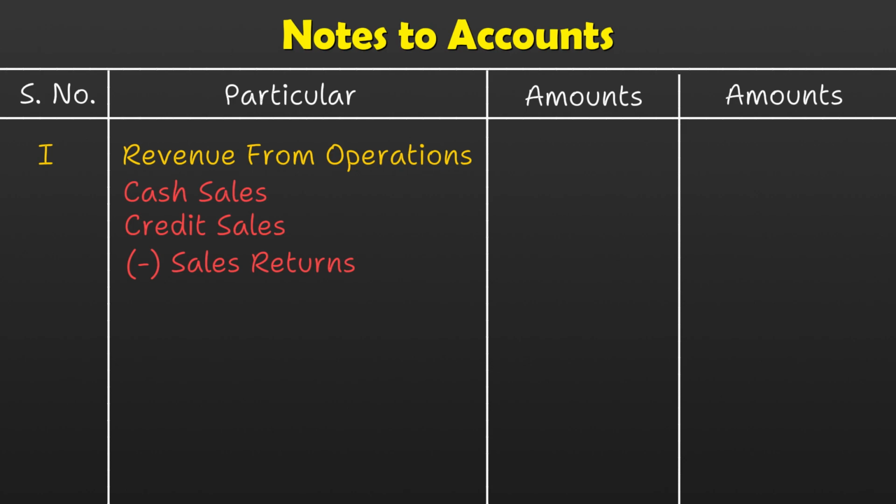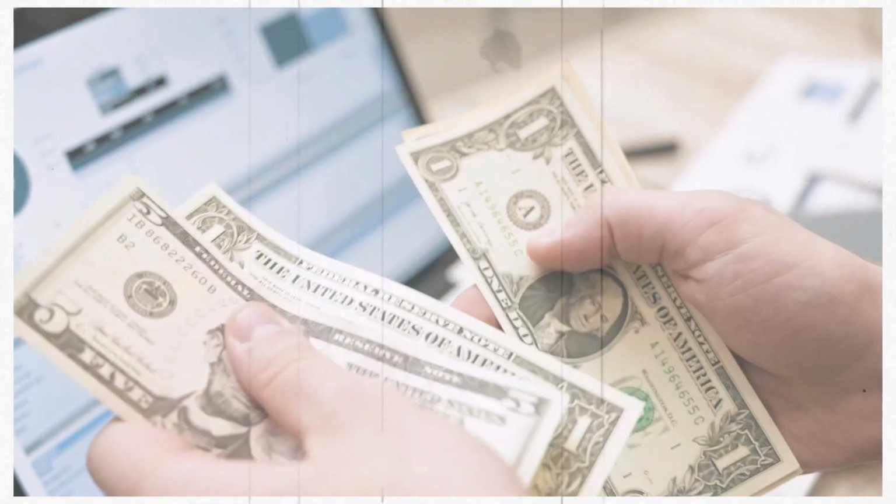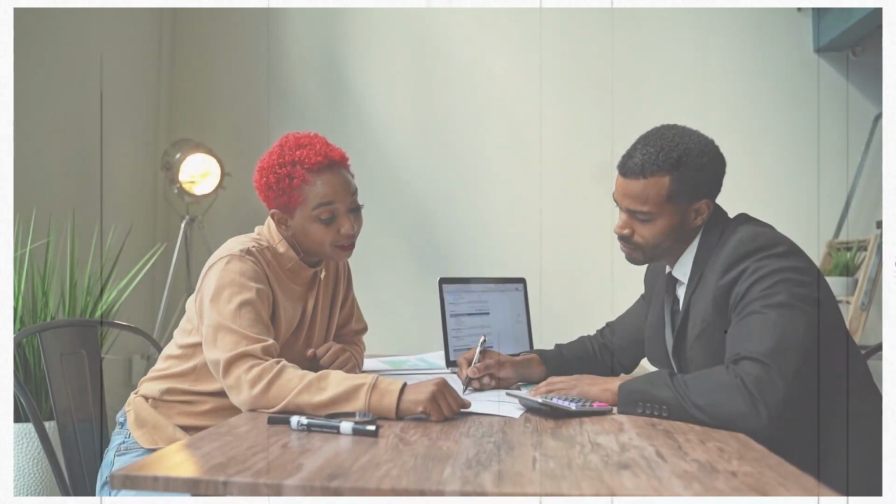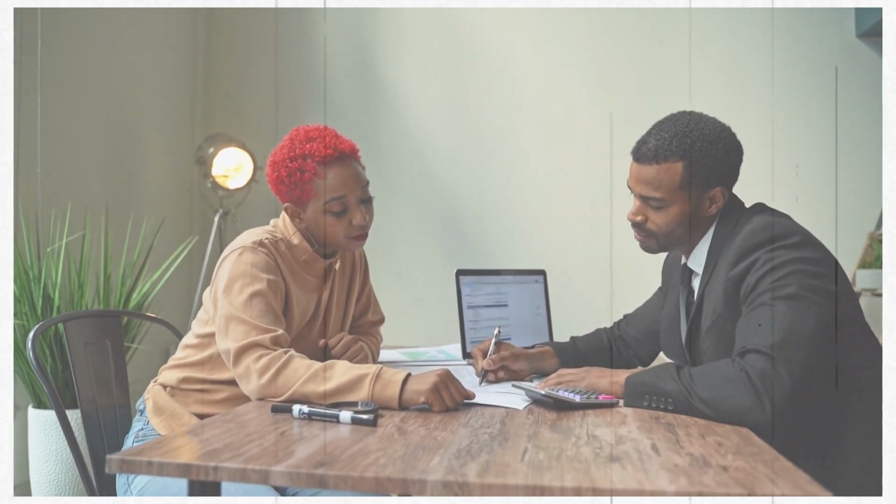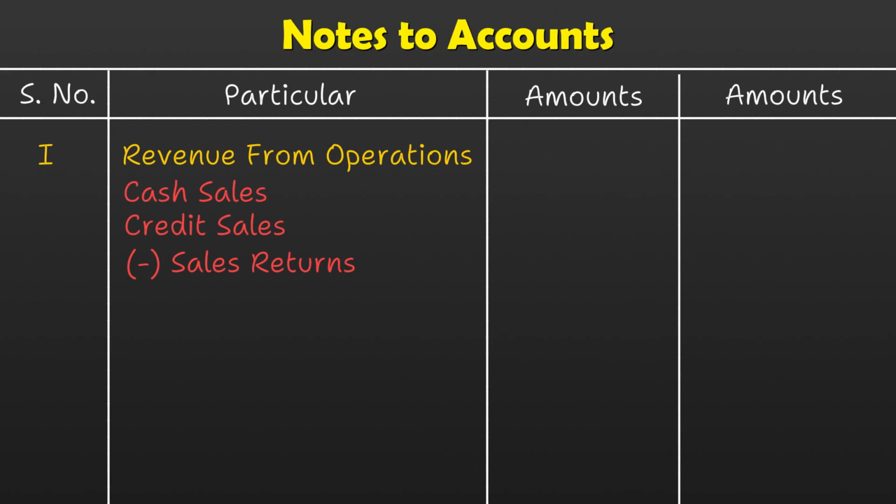So obviously the sales can be done in two ways. It can be done in the cash form also, or else it can also be done on credit basis. So these both make up the revenue from operations. Clear? So these were the three items which would appear under the revenue from operations.